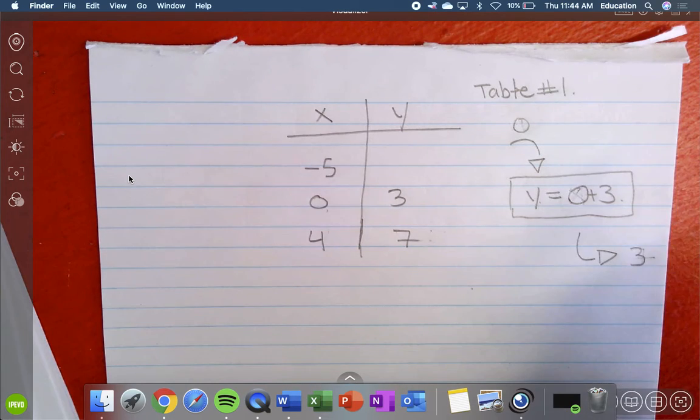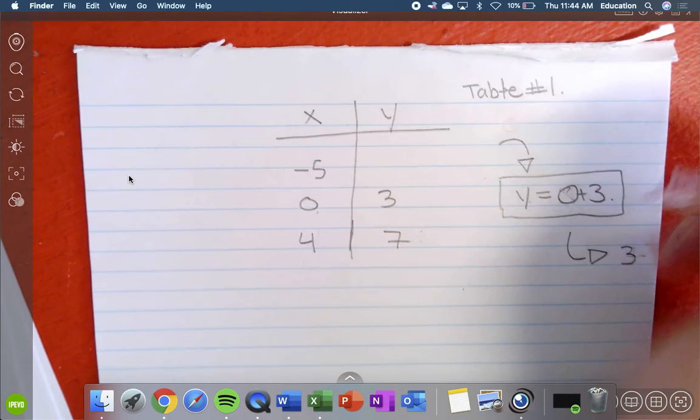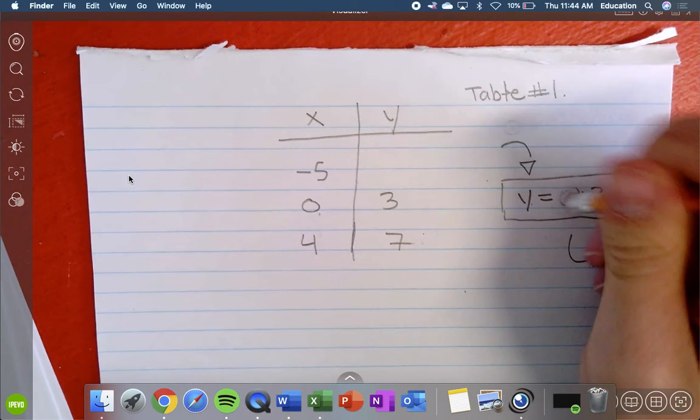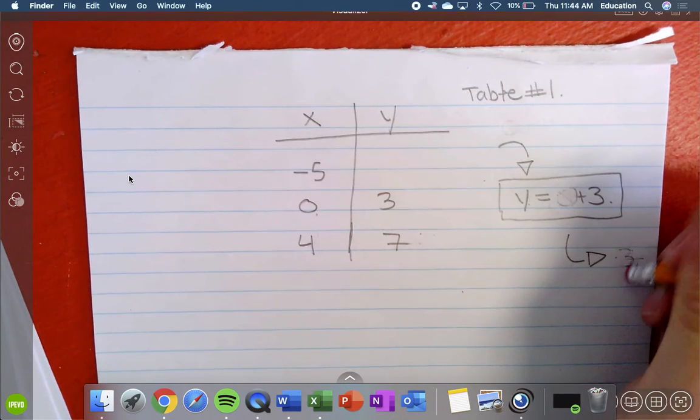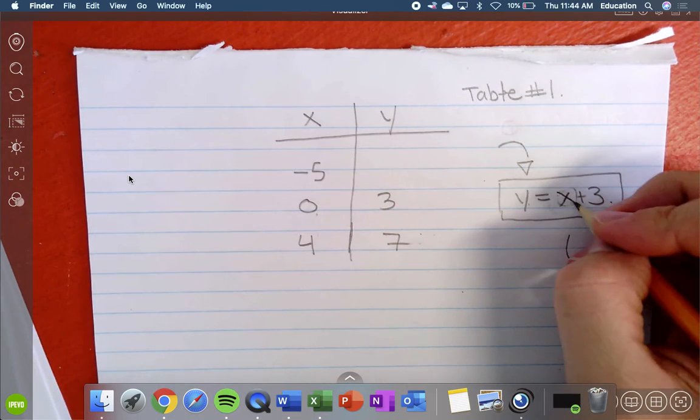Good. So what I want us to do now is that you're going to do the minus 5. I want you to put minus 5 into the same machine.